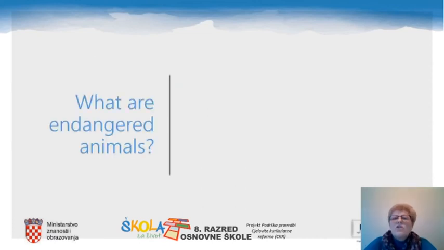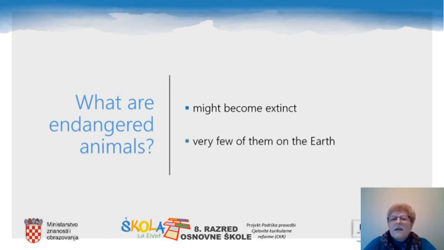What are endangered animals? Can you guess the meaning of this word? Endangered animals are the animals that are in danger of becoming extinct, which means that there will be no more of these animals alive on the earth in the future. Te životinje će izumrijeti. They are considered endangered when there are very few of them alive.